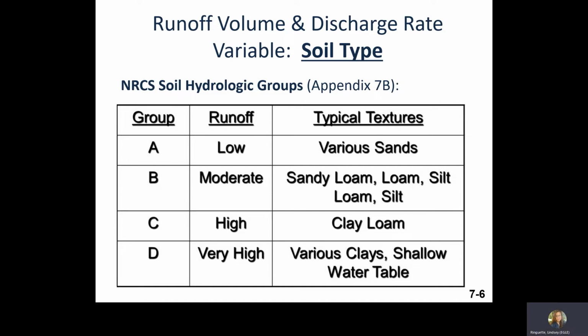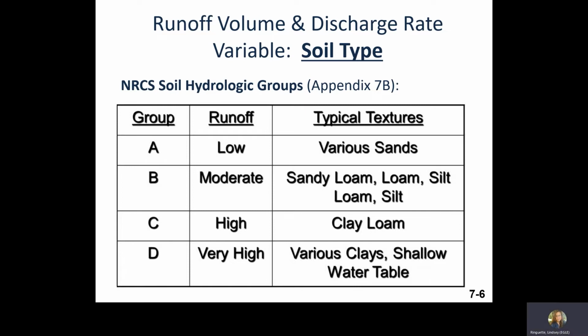Soil scientists have assigned all soils to one of 4 hydrologic groups based on infiltration and transmission rates, as shown on this slide and in Appendix 7B in your manual. The 4 hydrologic soil groups based on infiltration and transmission rates are: Group A. These soils exhibit high infiltration and transmission rates and low runoff volume. They are chiefly deep, well-drained soils, sands, or gravel. These soils have a low runoff potential.